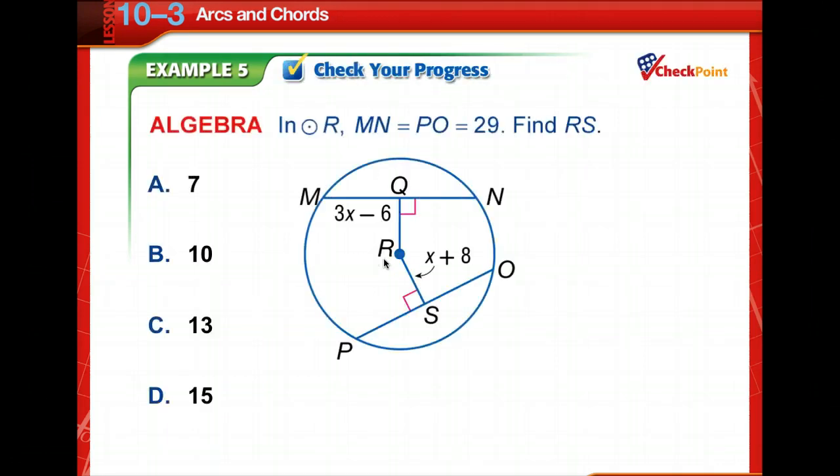Okay, time for you to check your progress. Come back and check your answer in a moment. Very good. We can set 3x minus 6 equal to x plus 8 because we're told that these two chords are equal. That means they're equidistant from the center. And I solved and found out that x is 7, and we're to find RS. So substitute 7 plus 8 is 15. Okay, very good.